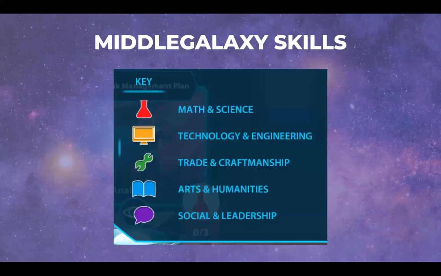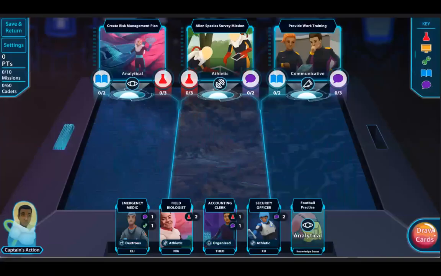Each mission requires certain skills and abilities that different cadets have. Here's the key for the 5 different skills. For example, the center mission here is Alien Species Survey Mission. So it requires a math and science skill level of a 3, shown by the red beaker, as well as a cadet with athletic ability. Using the field biologist cadet card would be a good move here because this cadet has a math and science skill level of 2, as well as athletic ability.